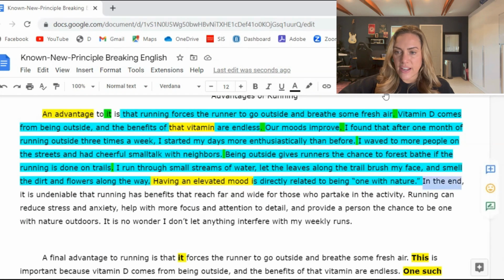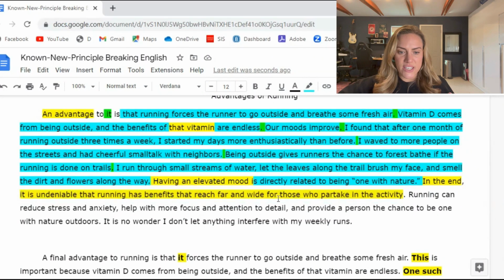Here, actually, this is known because it did mention earlier that our moods improve. So this one's okay. This, I feel like it flows. "In the end," okay, here's a nice transition. "In the end, it is undeniable that running has benefits that reach far and wide for those who partake in the activity." Now, this is just reminding us of what we already know, known information. This is a conclusion. Conclusions always remind us of what we already know.